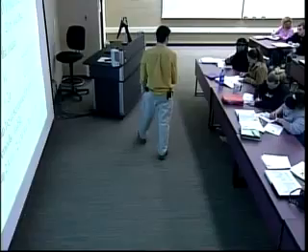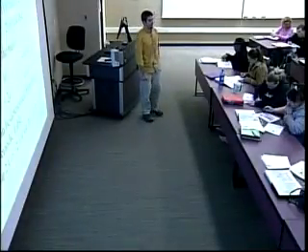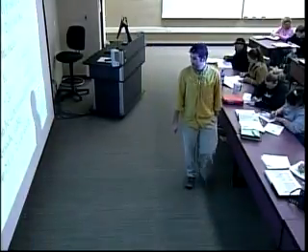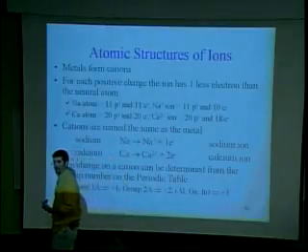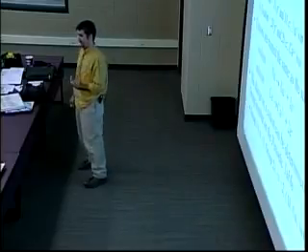Guess what group 2A likes to form? 2 positive charge. Calcium likes to form a 2 positive. Magnesium likes to form a 2 positive. Now, you'll notice that once you get to the next one over, you start transition metals. Those are unpredictable in terms of their charges, so we're going to leave those blank for now. Okay?